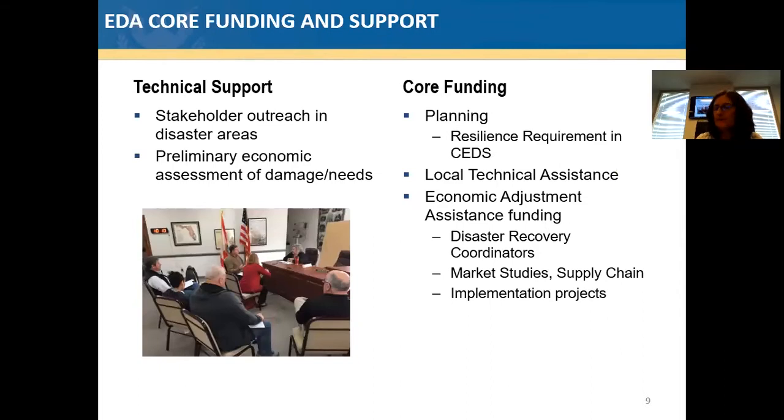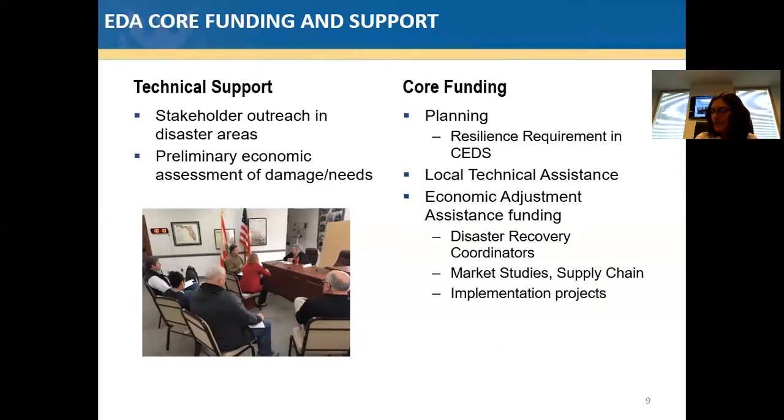Another way that EDA helps in disasters is through our existing authorities, our existing funding, and of course, our existing relationships with regional economic development districts and organizations around the country. This is important to note, as an applicant may not be eligible for our disaster recovery funding streams, but their work might be able to be supported by another EDA program.